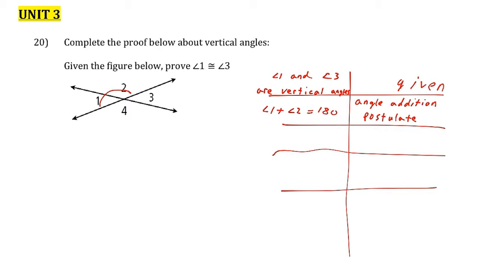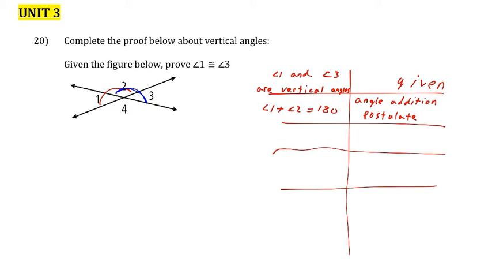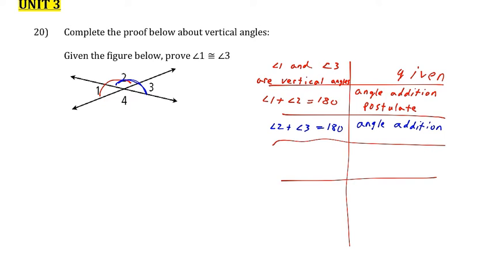Now the other thing I want to say, though, is that angles 2 and 3 also add up to 180, right? You see how they're on a straight line? They're on this straight line. And we know that lines add up to 180, or there's 180 degrees in a line. So angle 2 plus angle 3 equals 180 degrees. Same reason, angle addition postulate.